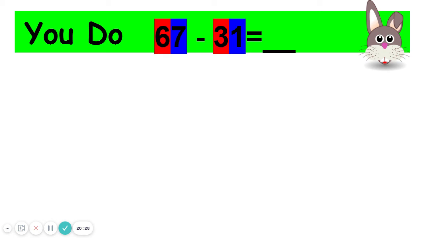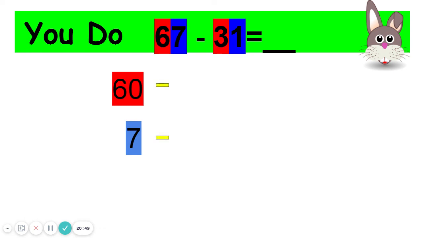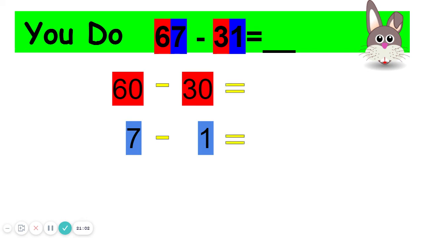Did you say you broke your numbers into expanded form? Super. For the minuend 67, did you get 60 and 7? And did you put down your subtraction symbols? And what did you expand 31 into? Did you do 30 and 1? Woohoo! Did you bring down your equal sign? Super! Now we're to step 2.